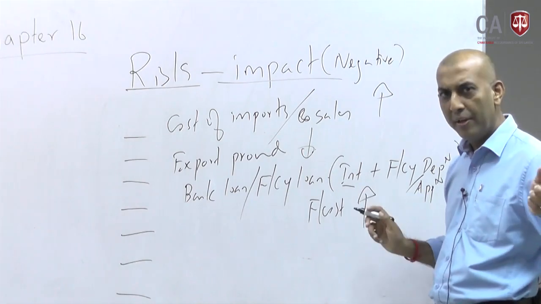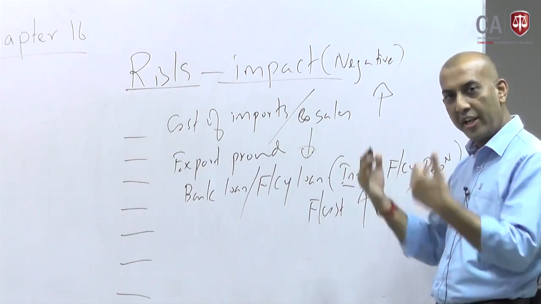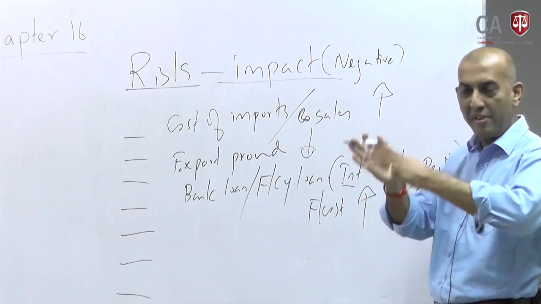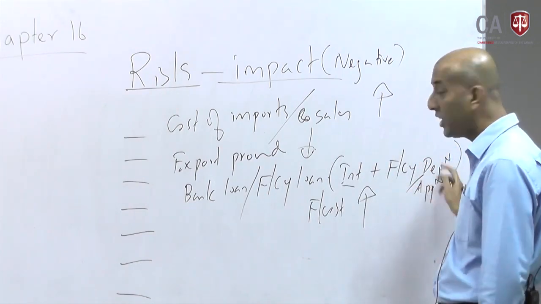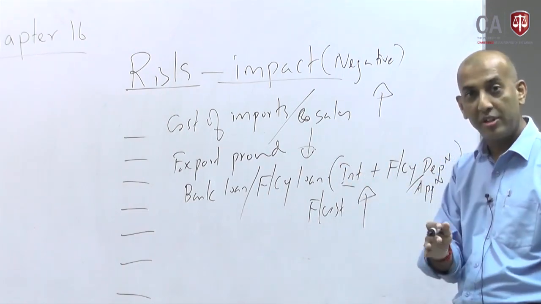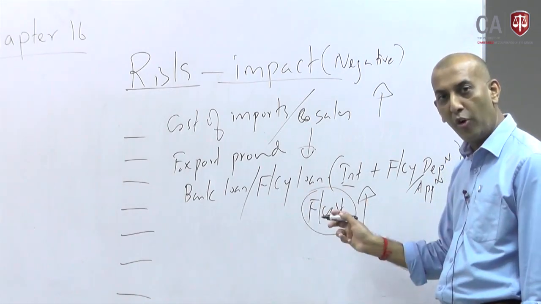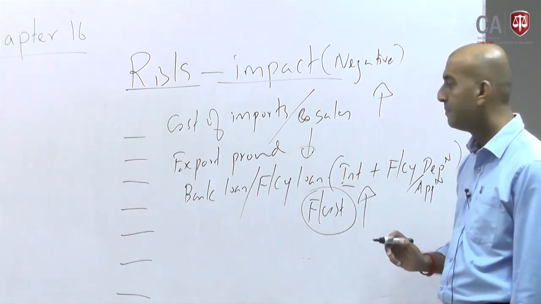Rupee loan, no problem. Your rupee loan normal interest remains normal interest. But if you are talking about a foreign currency loan, your foreign currency interest is there separately. That will not change. 5% means 5%. But your exchange rate depreciation will also be added to your finance cost. So that total will become your cost of capital or cost of loan for the foreign currency, which will go up when the exchange rate depreciates.